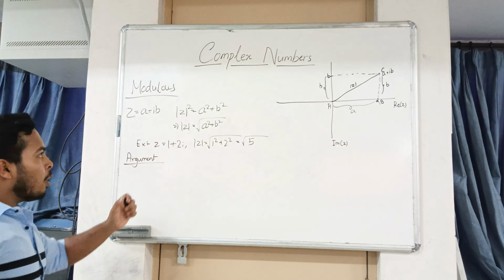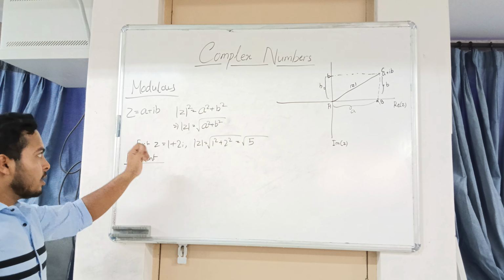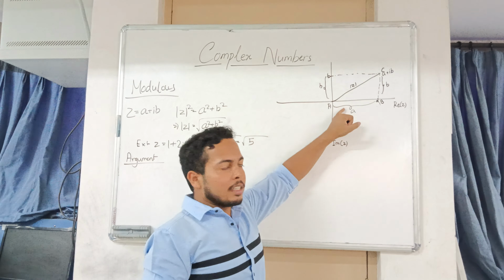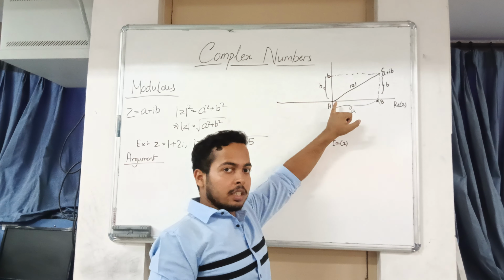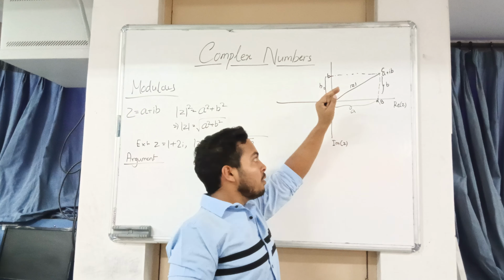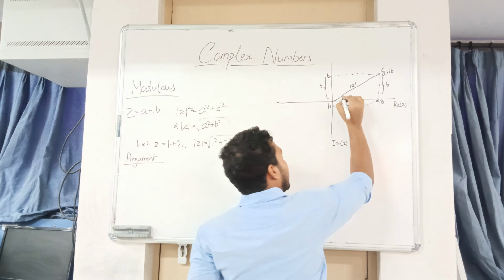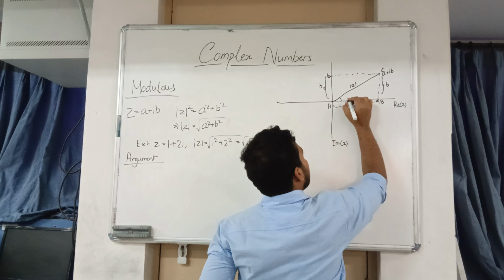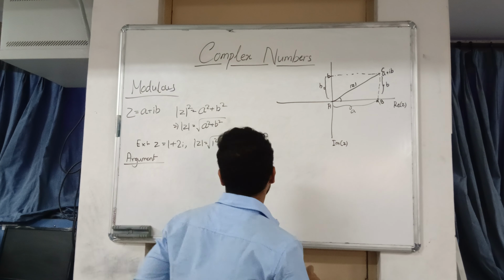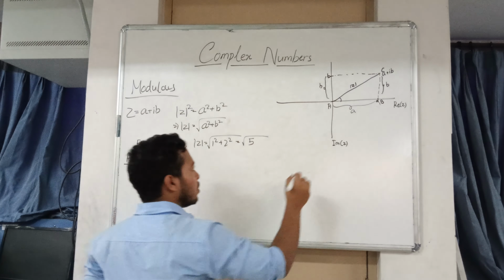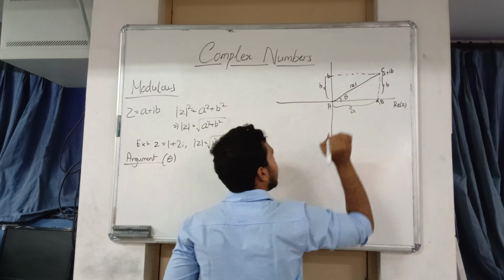Now the argument of a complex number z is defined as the angle made by the line joining the origin and the complex number with the positive direction of the horizontal axis. So here this would be the argument of the complex number, and argument is denoted as theta. So this is our theta.